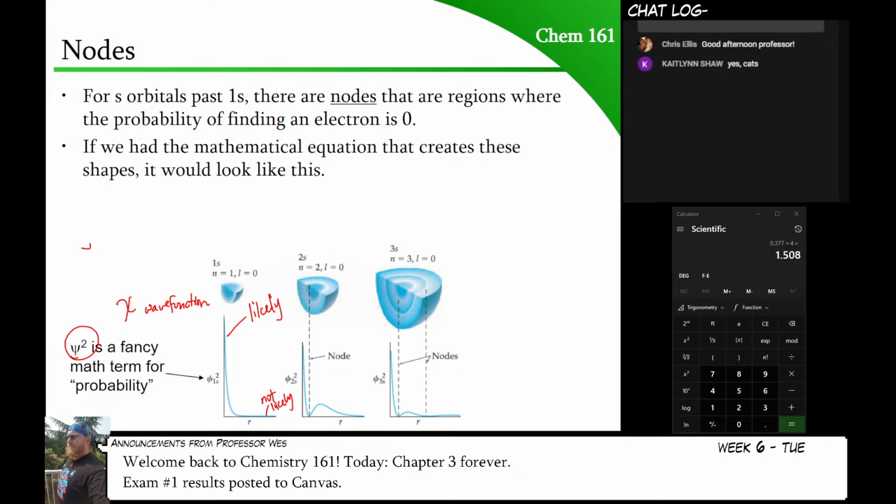Now for a 2s node, the probability actually does touch 0. It bounces off of the 0 function right at where the node is, and then comes back up and then decays. So you're very likely to find your electron close to the nucleus, but you're also likely to find it some distance away.